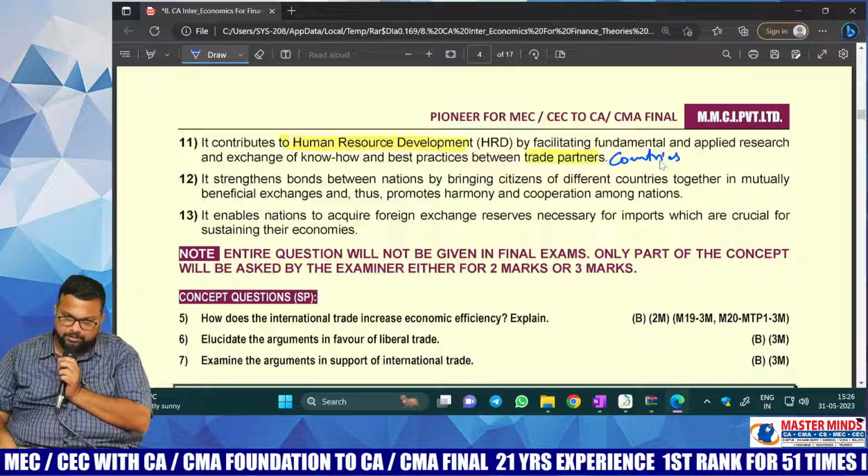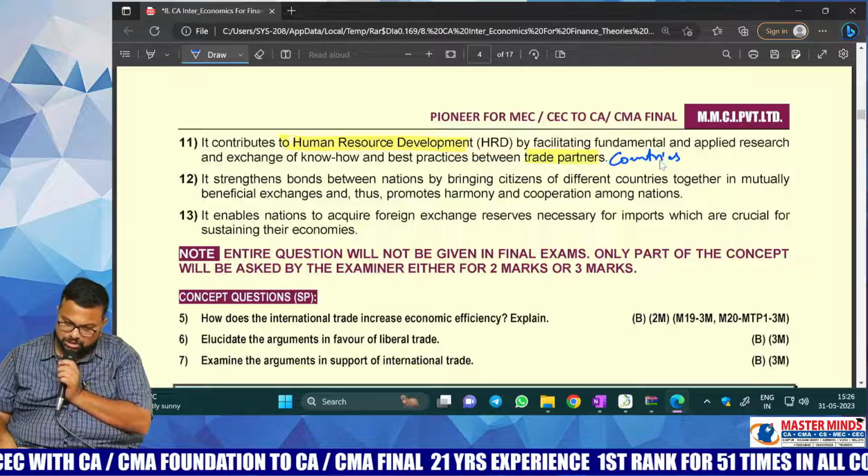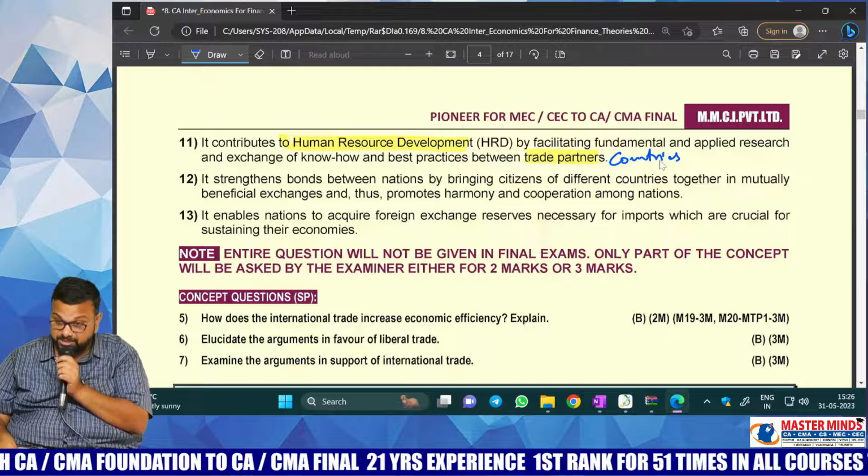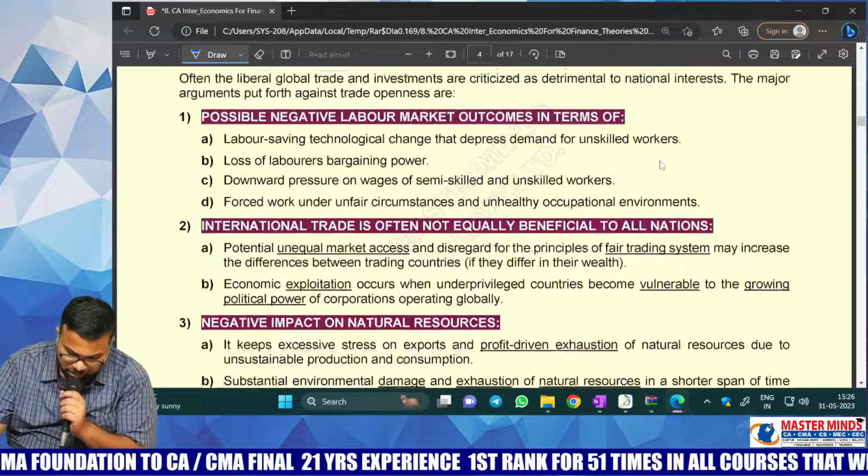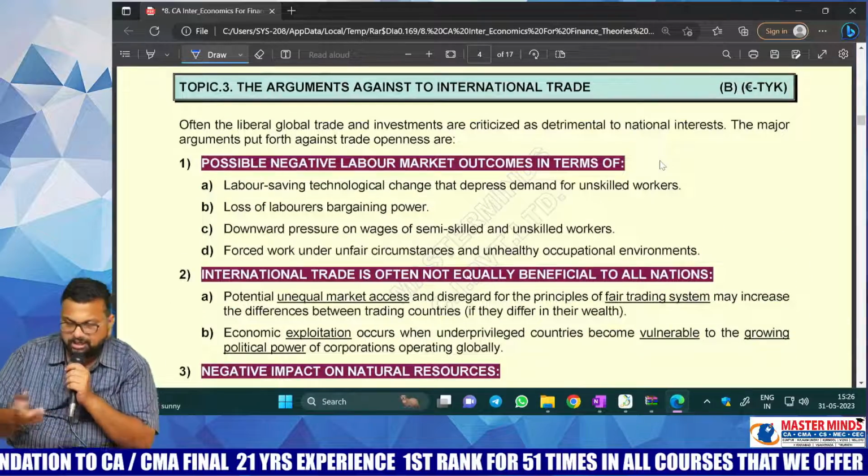Quite the opposite will be there when it comes to disadvantages of international trade. You have 5 minutes of time. Please go through the disadvantages on your own. I will be displaying that on the screen. So quite the opposite, Nano.